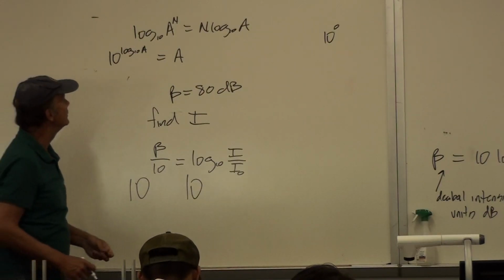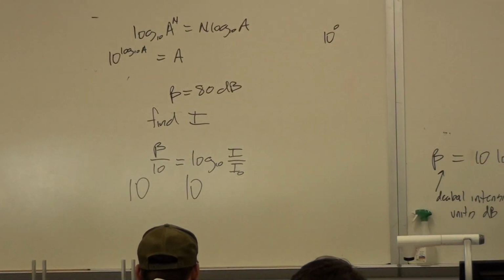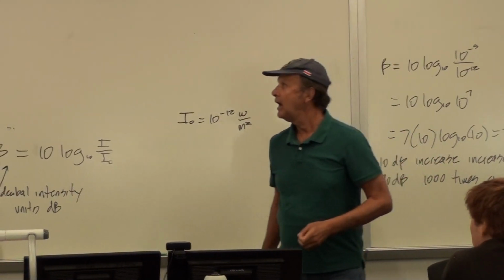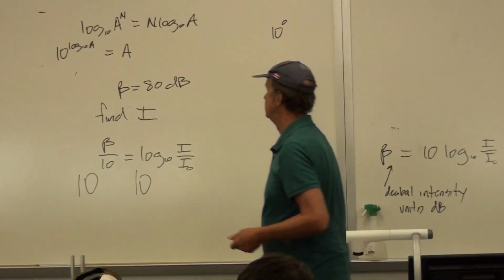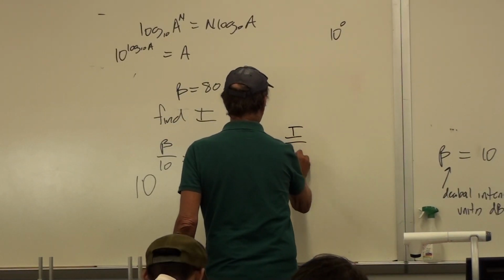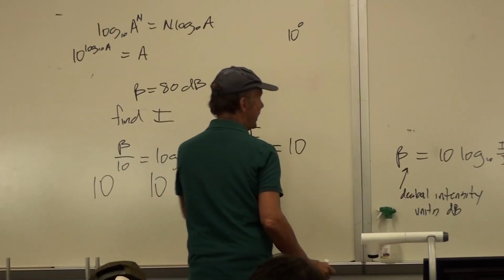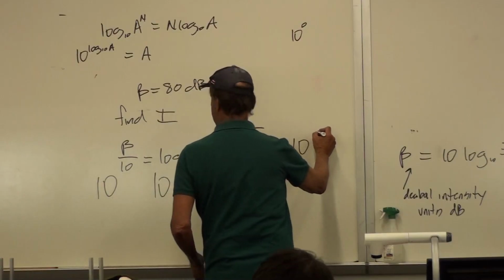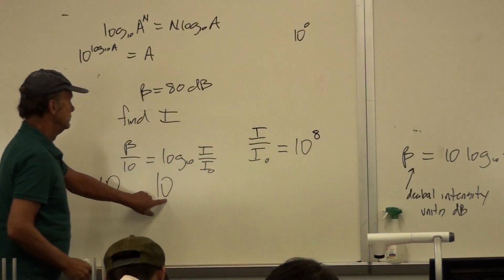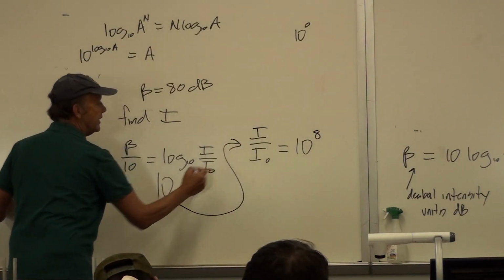Okay? And so that's sometimes called the inverse function. The exponentiation function for a particular logarithmic base is the inverse function of the logarithm. Okay? And so what this will give us then is just I over I naught is equal to 10 to the, and beta in this case was 80, so that's 80 over 10, which is 8 power. Okay, so everybody okay with what I did here? I didn't skip too many steps.